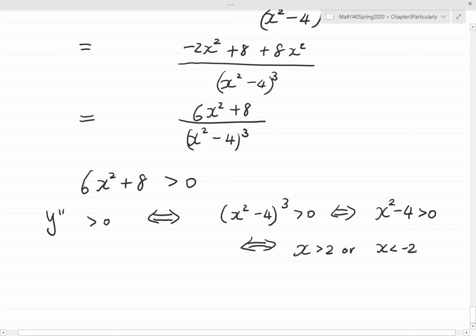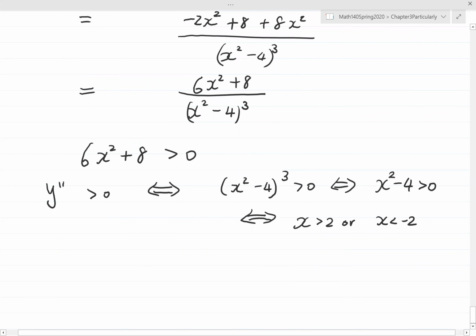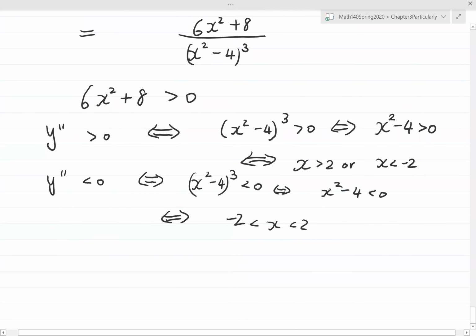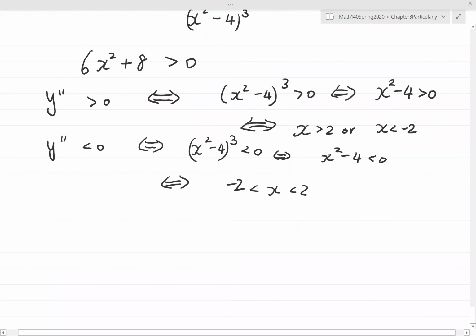Okay, so the remaining thing, the second derivative is less than 0 if and only if, the other way around, if and only if x squared minus 4 is less than 0, if and only if x is bounded from negative 2 to 2. Now we know when the second derivative is positive or negative, so we can combine all the pieces of information together.